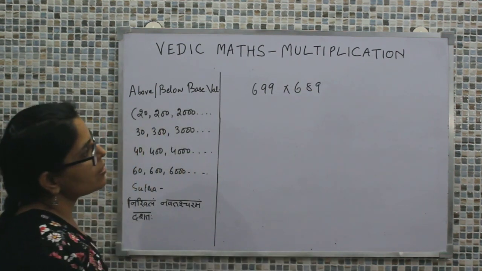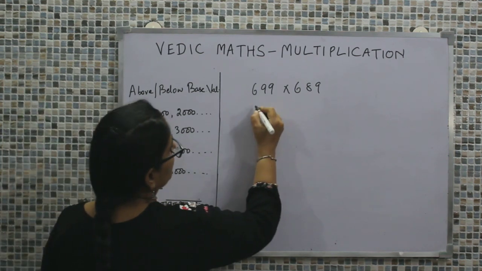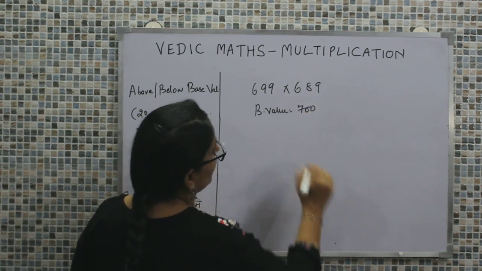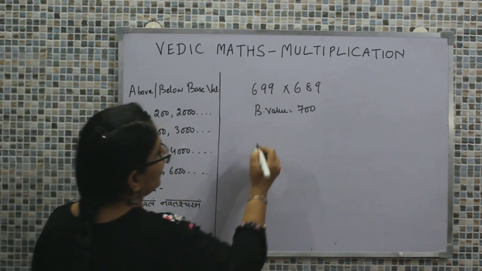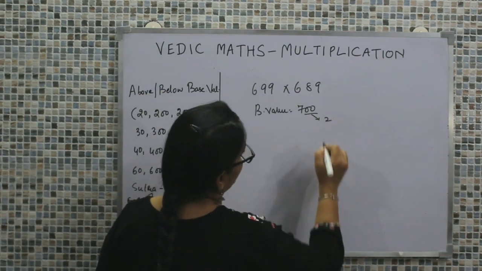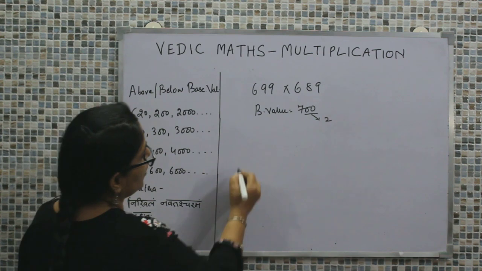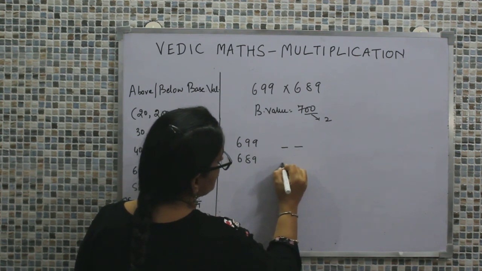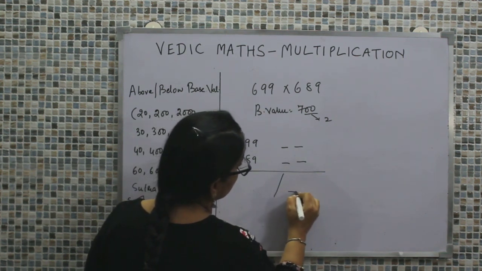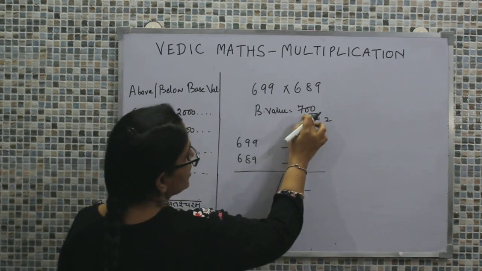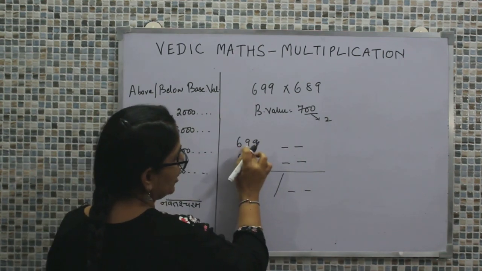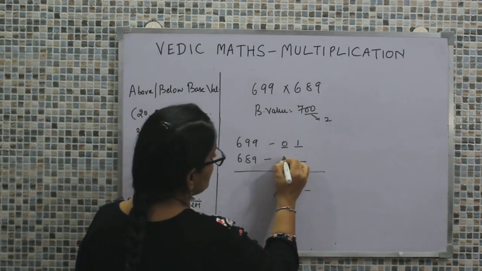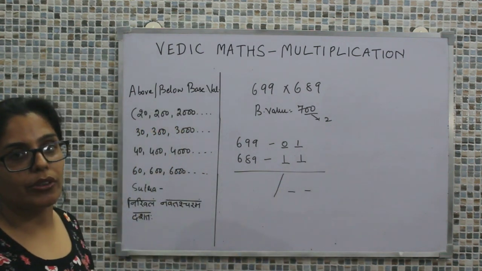We have taken the example of 699 into 689. Here the base value which can be considered to be the nearest is 700. Fine. The number of places that has to be defined in the RHS will be 2. So we have 699 and 689. Places in the RHS will be 2. Now 700 minus 699, how much less is it? It is 1 less than 700, and this is 11 less than 700.